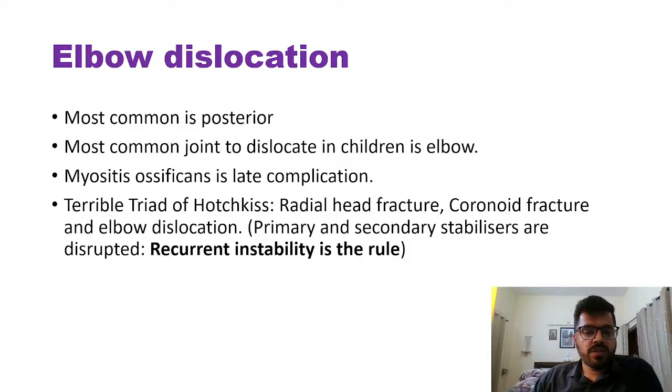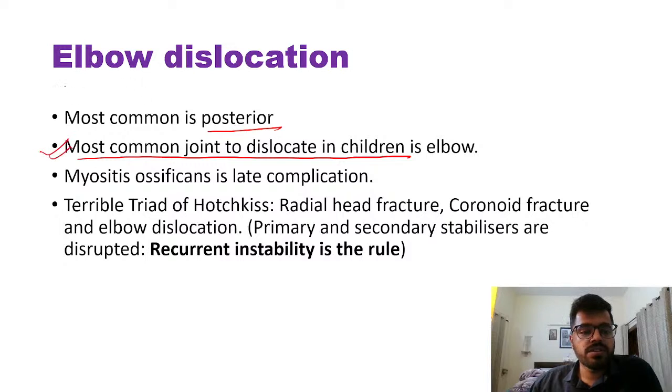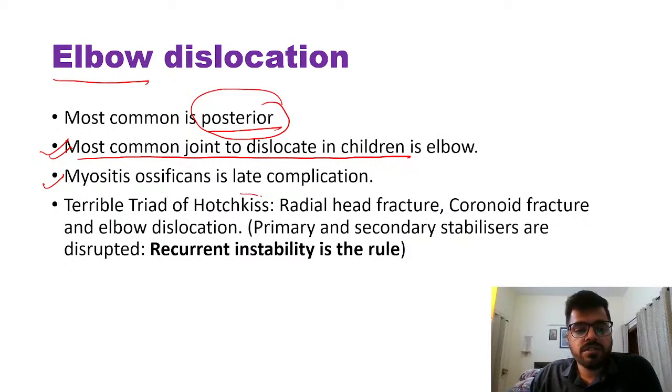When we come to elbow dislocation, most commonly it is posterior. It is the most common joint to dislocate in children. Most common joint to dislocate in children is elbow. Most commonly it's posterior. Myositis ossificans is a late complication. Myositis ossificans occurs later in life after elbow dislocation.